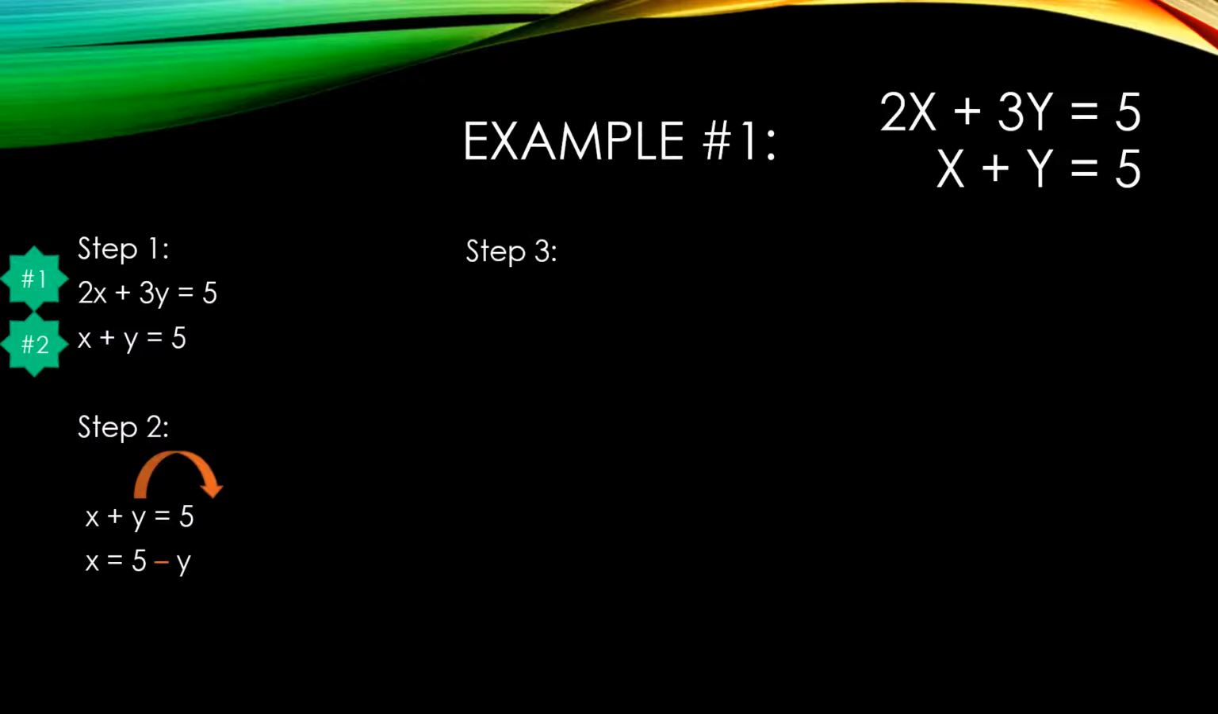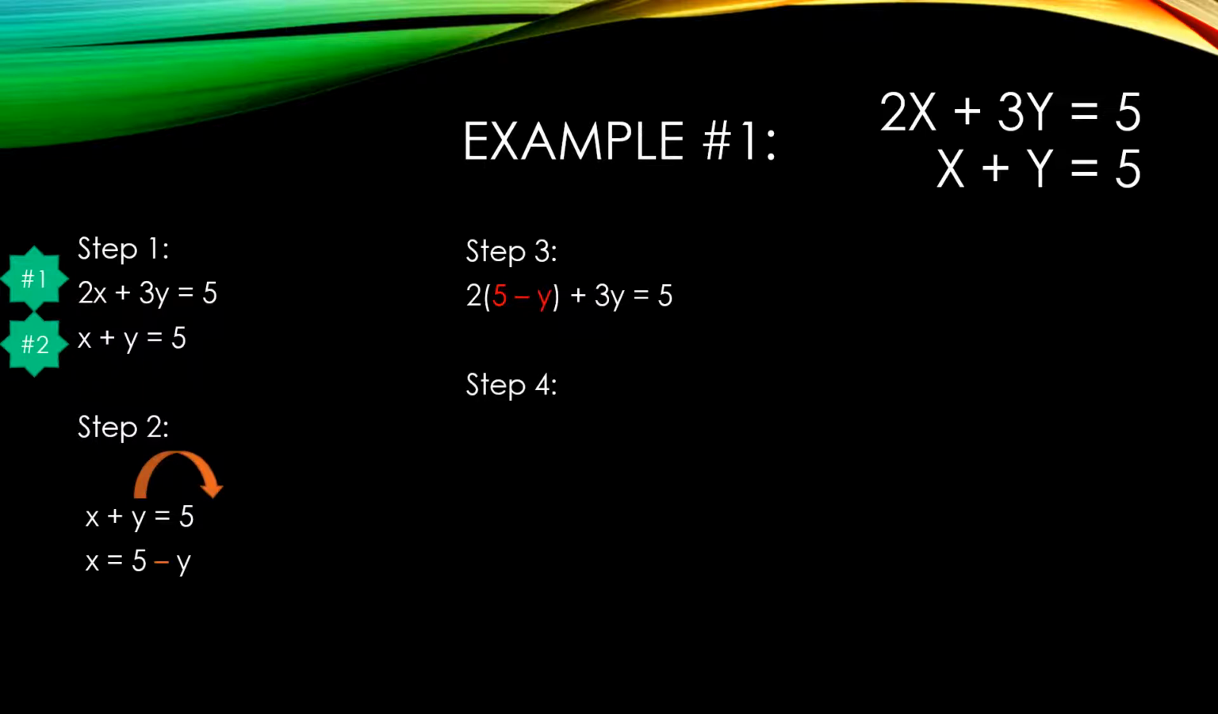Step number 3, use the untouched equation, in this case it's #1, and replace it with the values that you found in step number 2, which is 5 minus y. So we're going to replace x with 5 minus y for #1. It'll read 2 bracket, 5 minus y close bracket, plus 3y equals 5. If you notice here, we've made an equation with only one unknown variable.